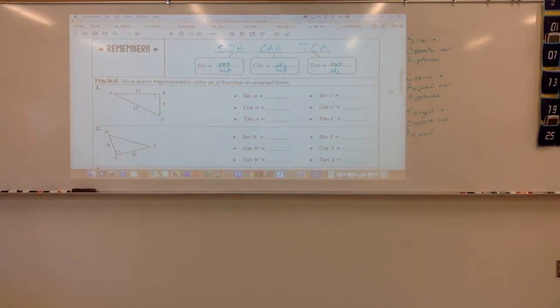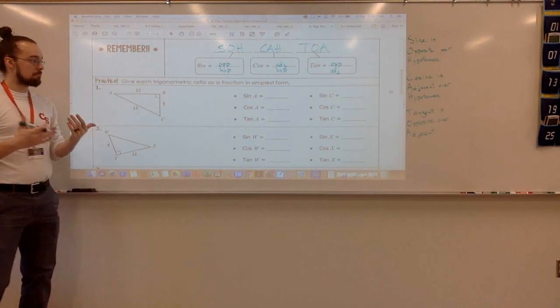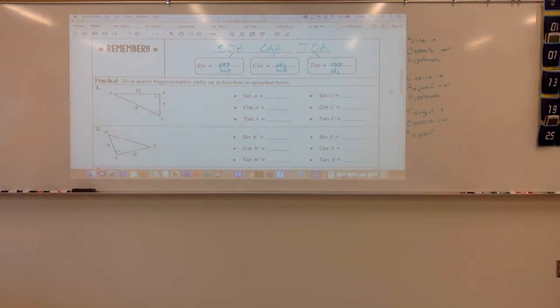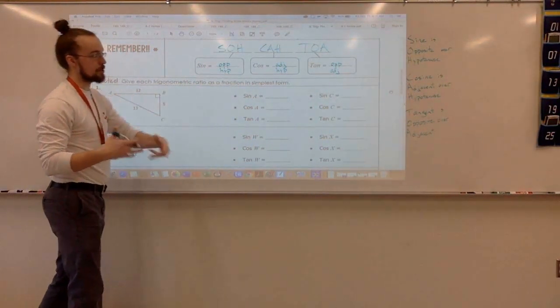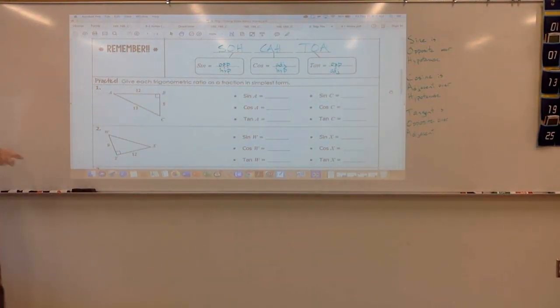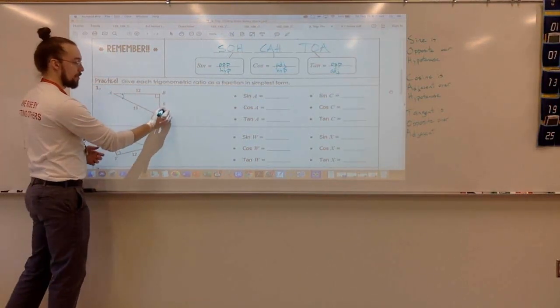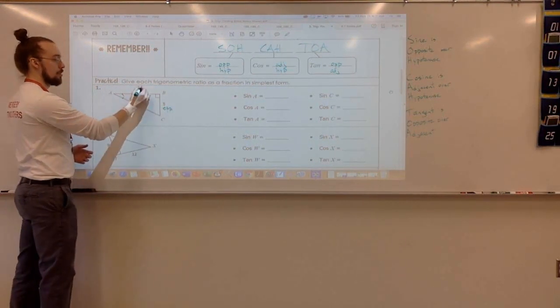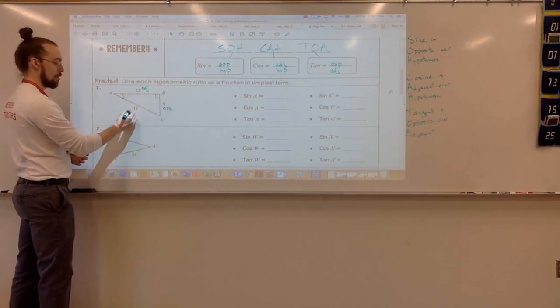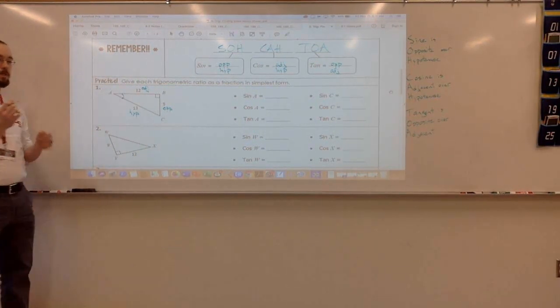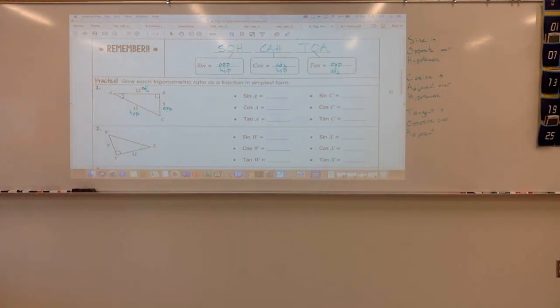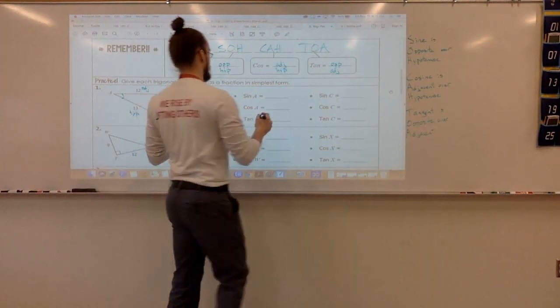Alright. Questions so far? Alright, so let's take a look at some actual numerical values then. In number 1 here, first we want to do the sine, cosine, and tangent of angle A. So I'm going to label the triangle. With respect to angle A, the 5 is the opposite side, the 12 is the adjacent side, 13 is the hypotenuse. So sine is opposite over hypotenuse.